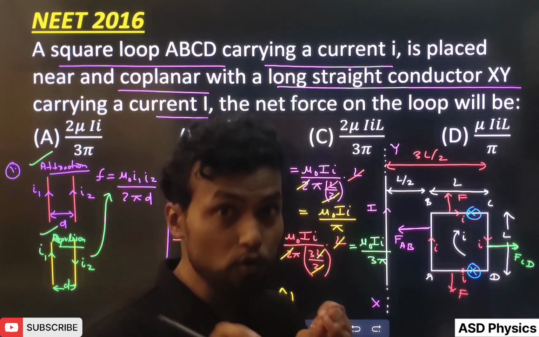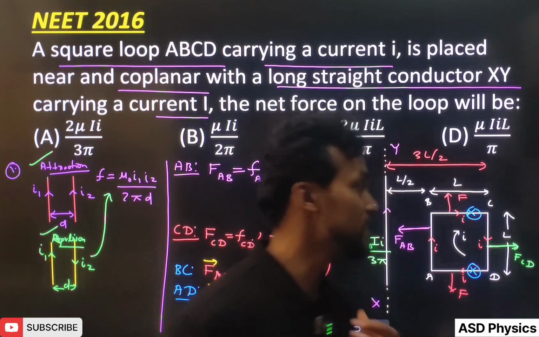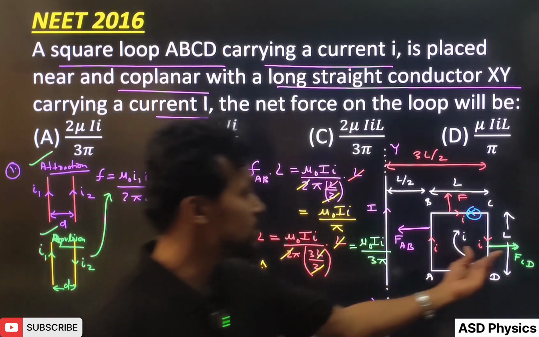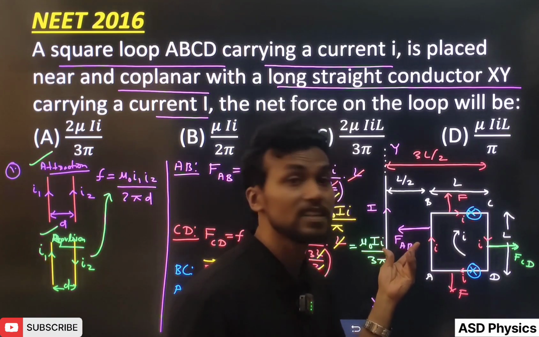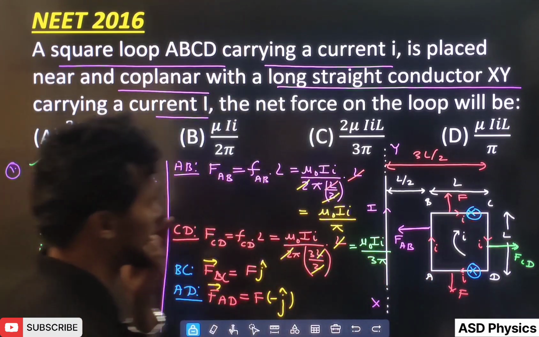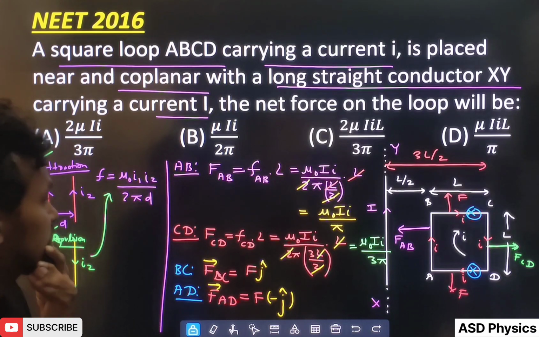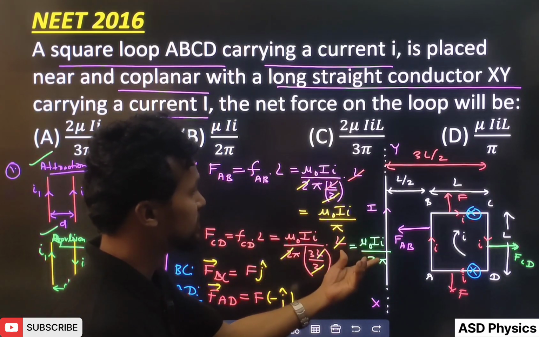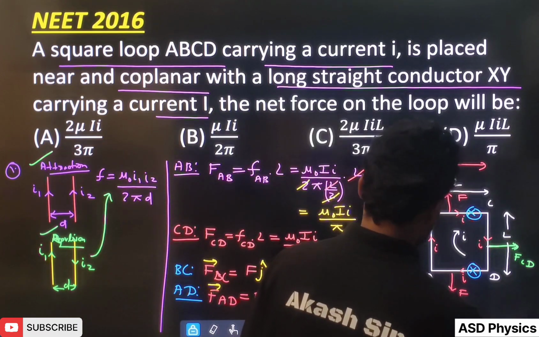Now the net force experienced by this square loop will be how much here? One force is AB and one force is CD here, is it? And both these forces, this green color and this color, are in which direction? Opposite direction. That means we have to subtract the forces here. Okay, so students, let's see one by one here. We know very well this is mu naught II by pi, this is mu naught II by 3 pi here. Okay, so let me write FAB minus FCD here.